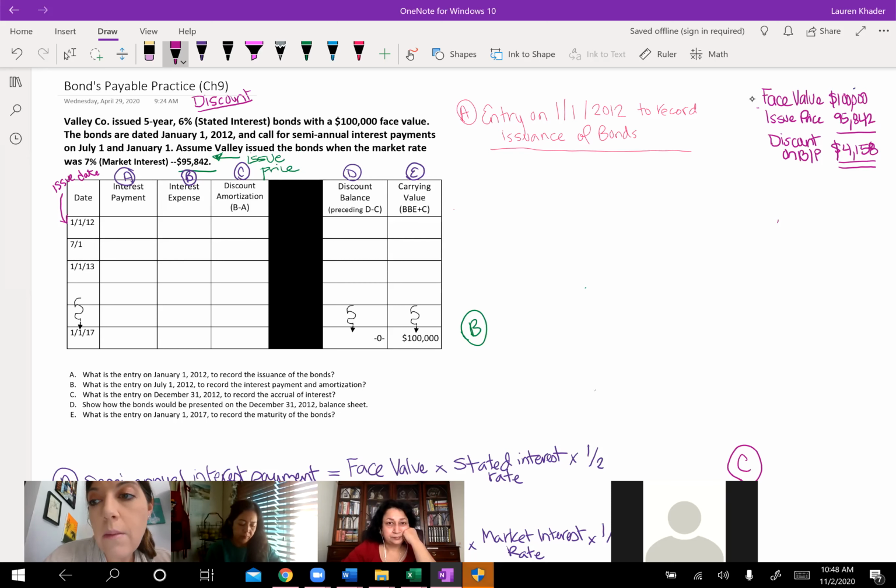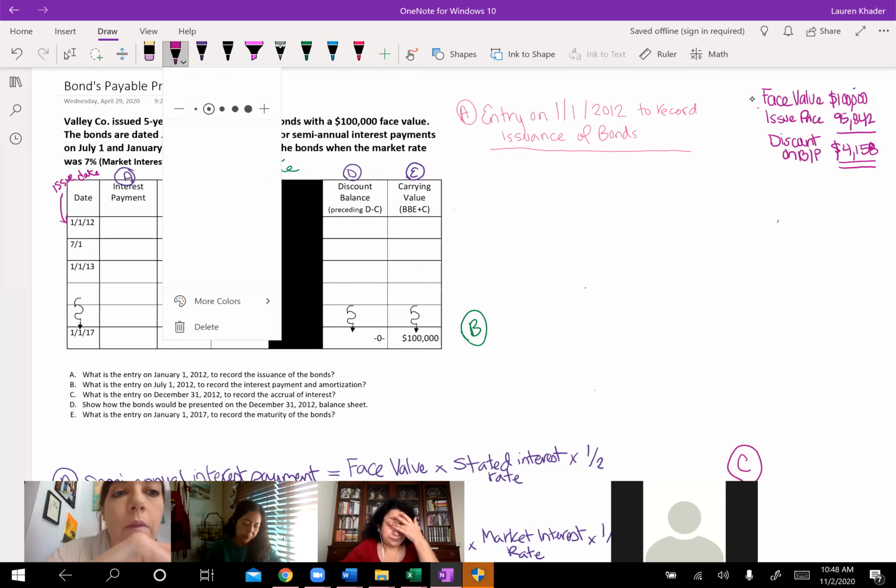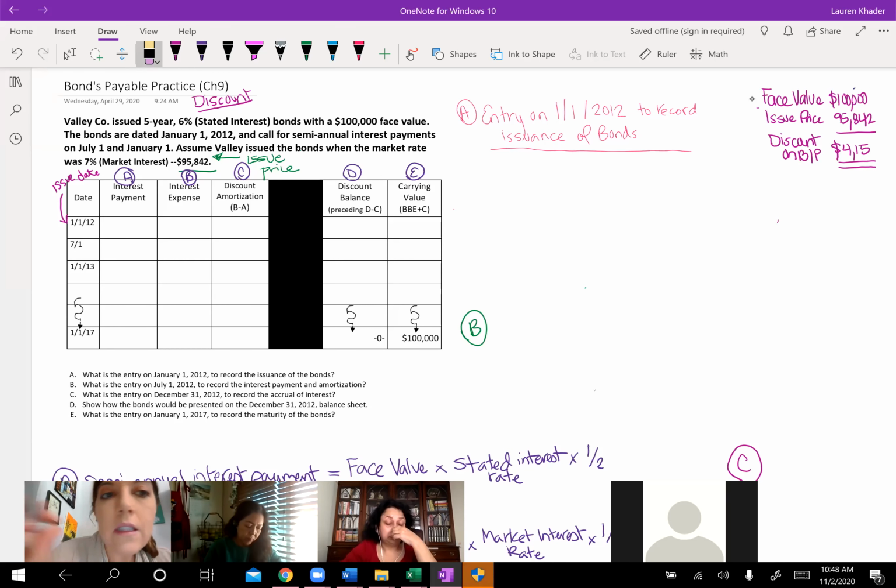The 6% is the amount of interest that's paid annually. The discount is the difference between face value, what we have to pay back at maturity, and the issue price, what we receive when we issue the bonds. Lots of terms in this chapter that you guys do not use on a daily basis.